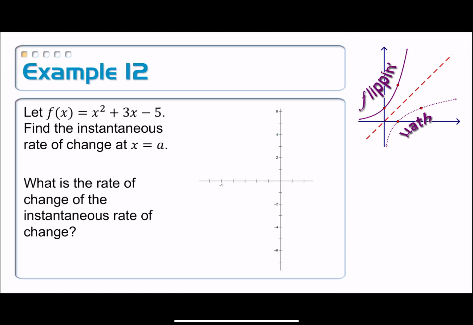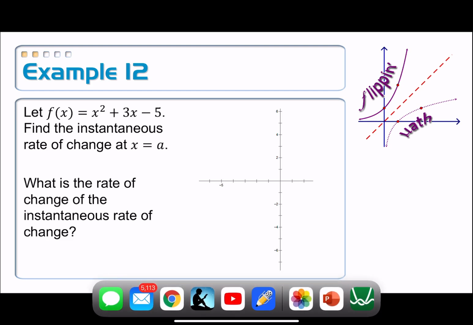Okay, so on example 12, let f of x equal x squared plus 3x minus 5. Find the instantaneous rate of change at x equals a. All right, so this is going to give us the slope at some generic point a on the graph of that parabola. And then what is the rate of change of the instantaneous rate of change? Once again, what's the slope of the slope function?